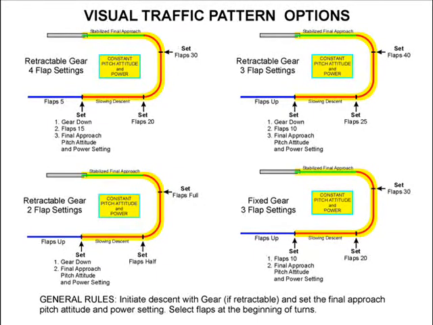Traffic pattern configuration options vary with the number of flap settings and whether the airplane has fixed or retractable landing gear. This graphic illustrates some of the possible options. In any case, the general rules apply. Initiate descent with gear, if retractable, and set the final approach pitch attitude and power setting. Select flaps at the beginning of turns.